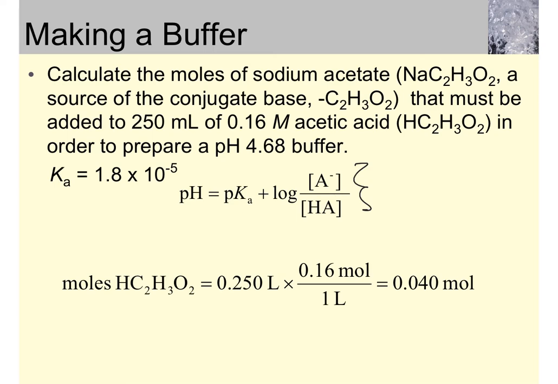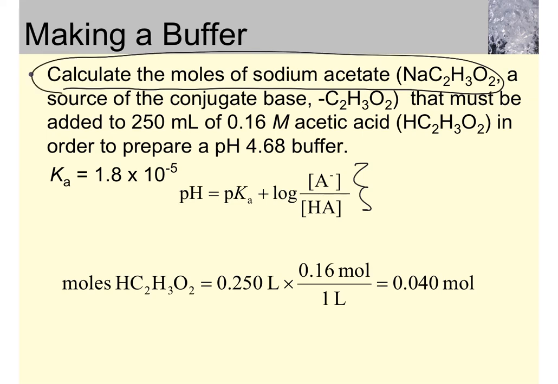So here's an example of just a different wording. This one wants you to calculate the moles of sodium acetate. Now remember, that's the salt that gives us our conjugate base, acetate, right? That must be added to a solution of acetic acid, which is our weak acid, in order to prepare a pH 4.68 buffer.